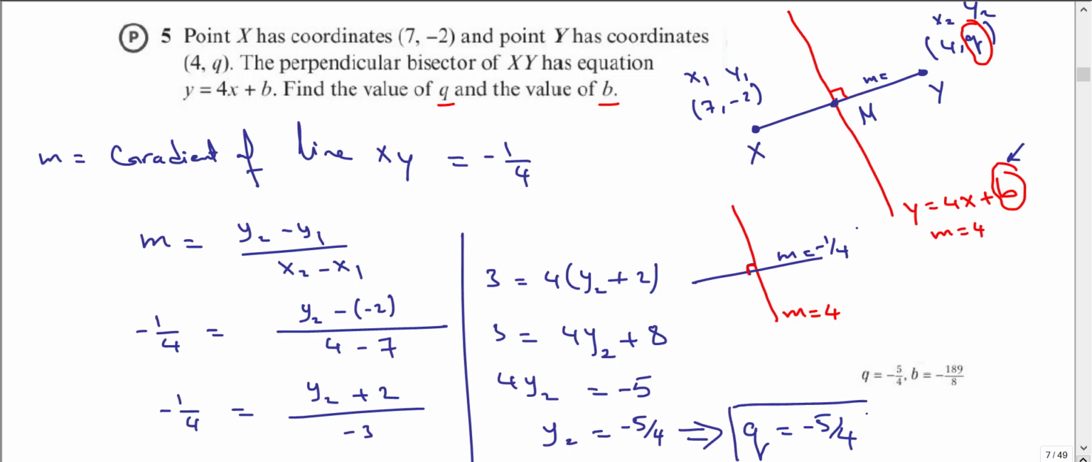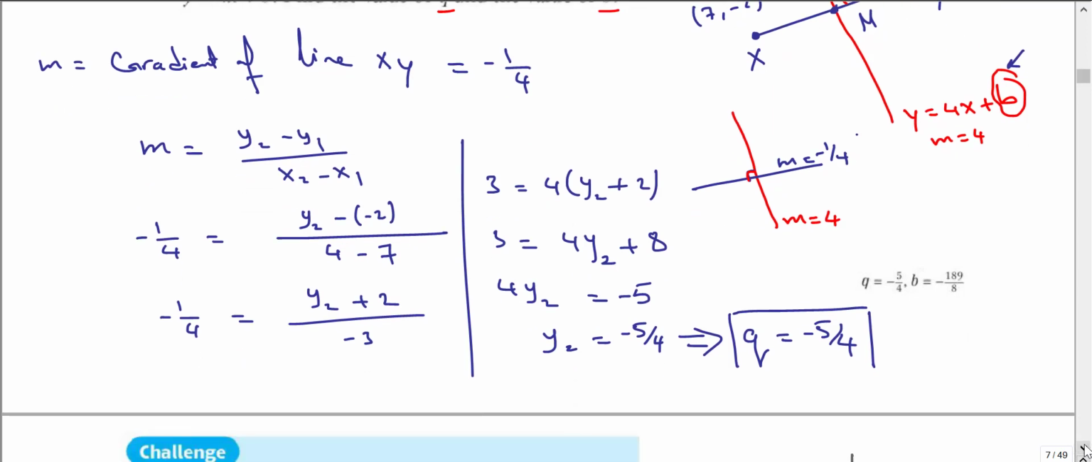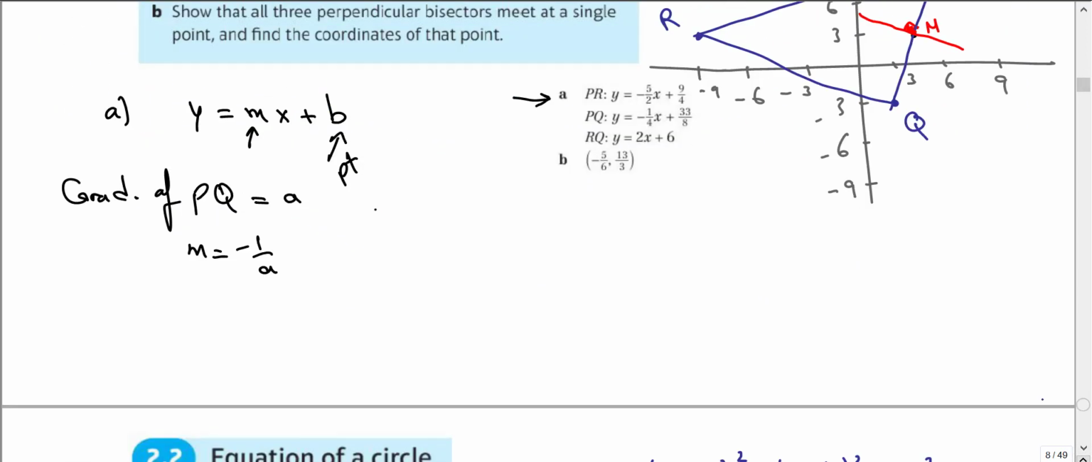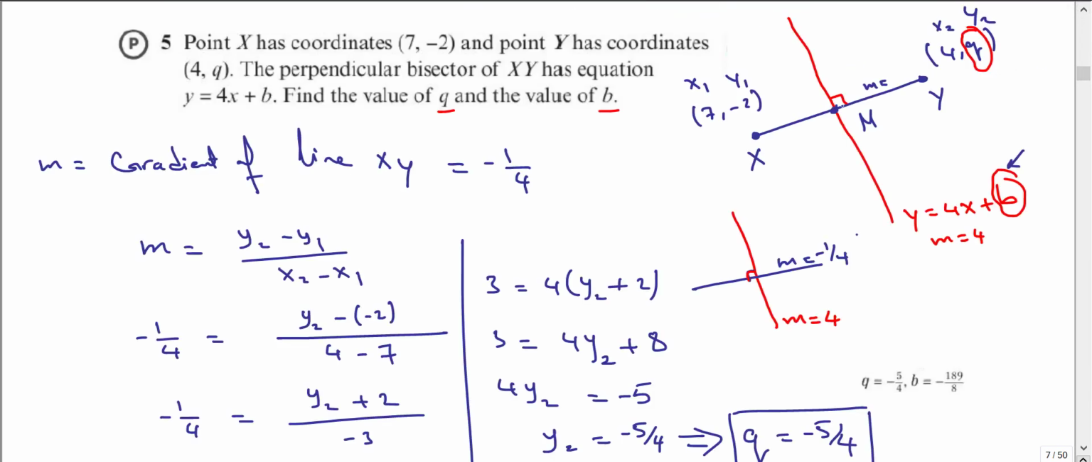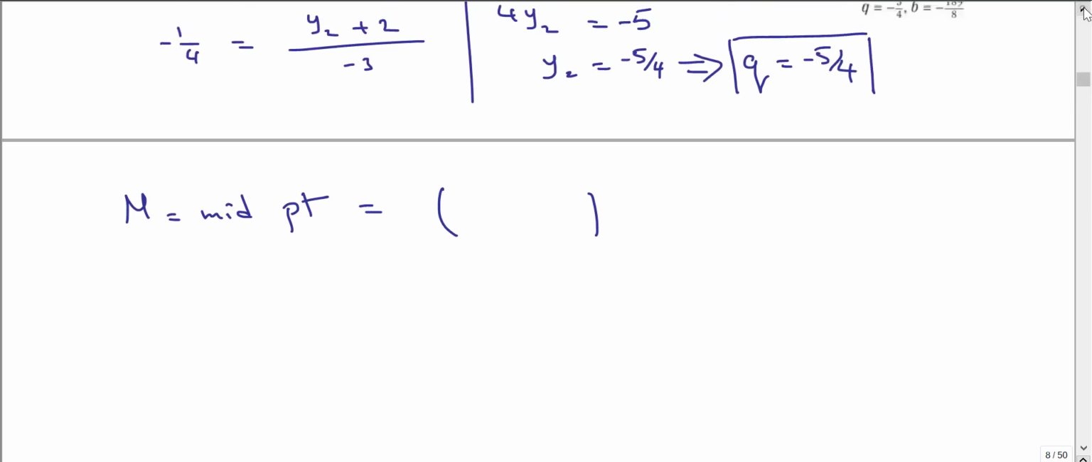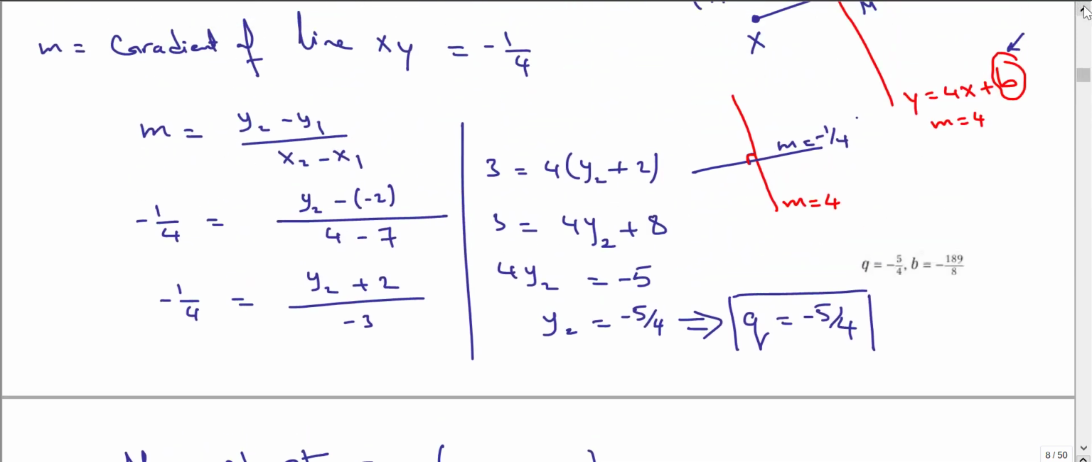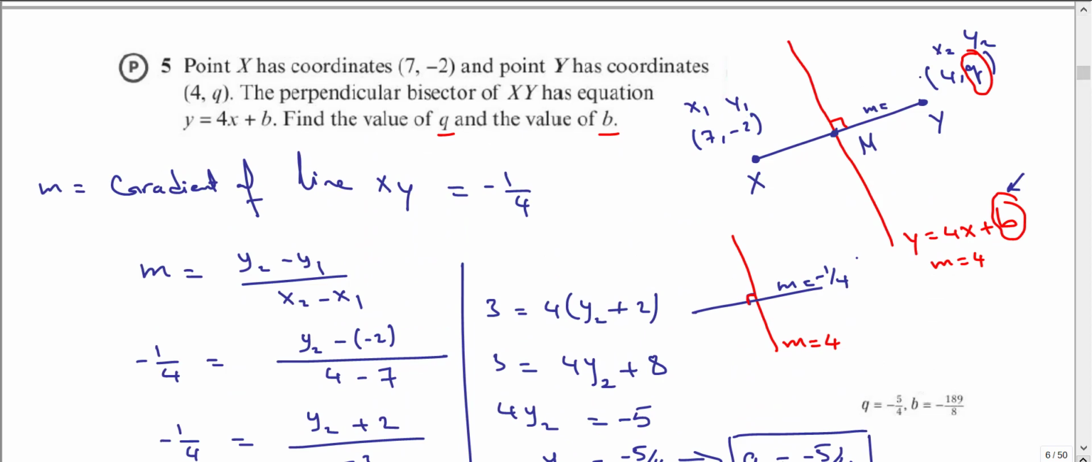You understand this? Yeah. Now that we have Q, we can get M, the midpoint. I need M to get B. You can't get B without M, the midpoint. So M, which is the midpoint, go up and check. It's 7 plus 4 over 2 and negative 2 plus Q.